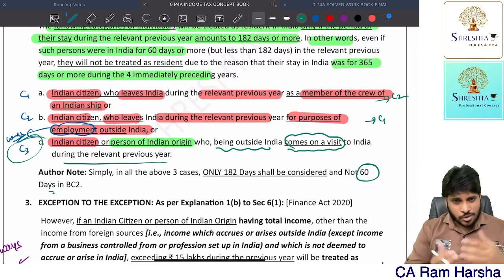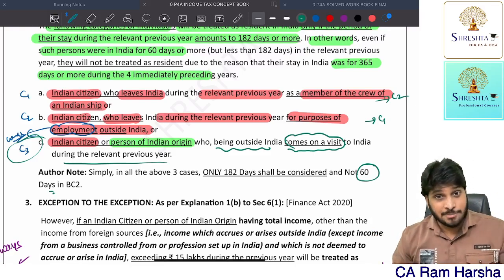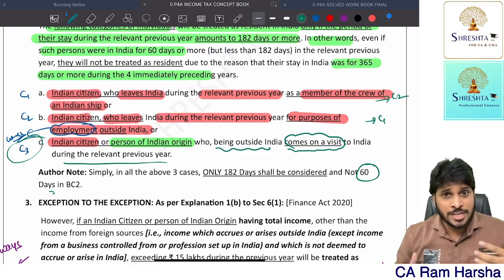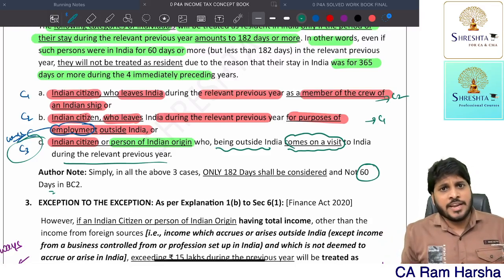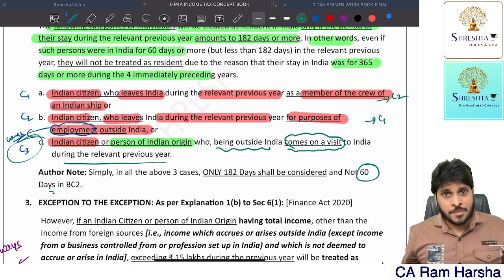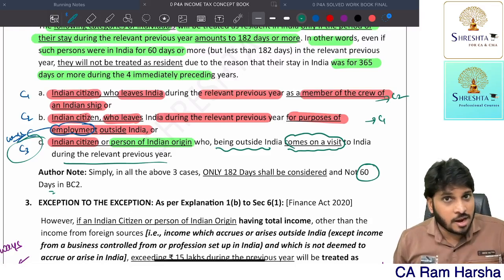Many of your relatives, or you might have seen, some of your relatives are working abroad, but they come once in a year, once in 2 years to India, and they stay for 3-4 months continuously. If you apply the 60 days logic, very easy. They can easily satisfy. There are many who are working in Abu Dhabi, Gulf region and all.